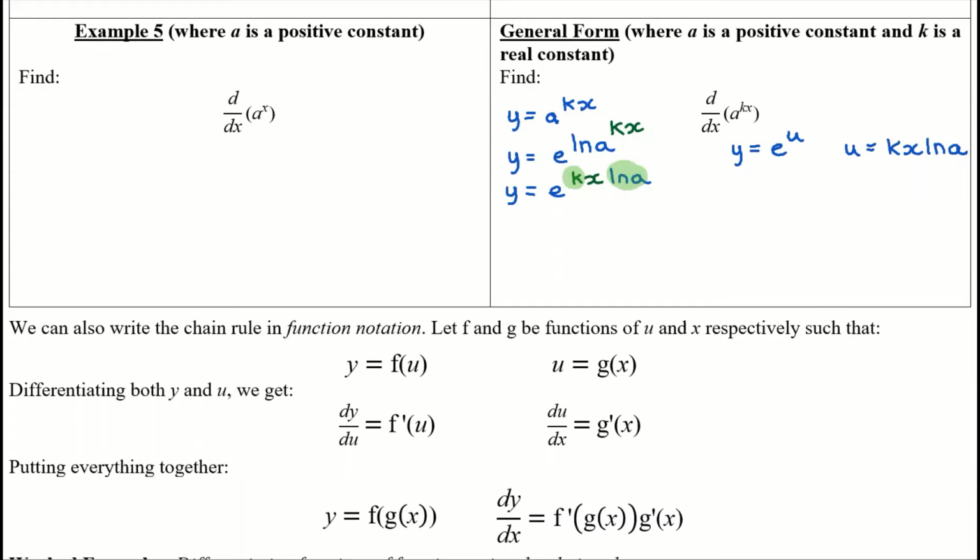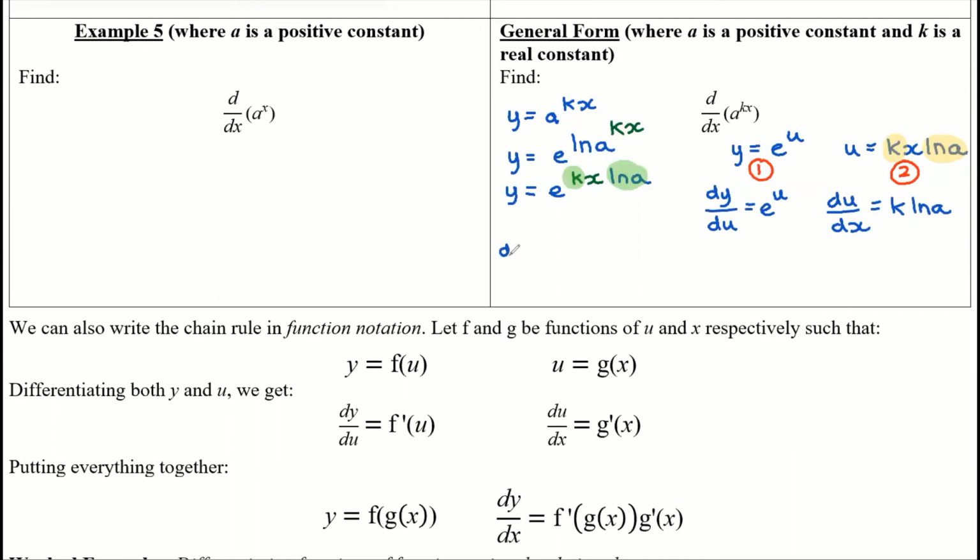So let's differentiate. We'll call this one 1, and we'll call this one 2 if you want to, completely up to you. So dy by du is just going to equal e to the u, and du by dx, well, it's x to the power 1 again, and the constants in this are k and the natural log of a. So we're just going to be left with k multiplied by the natural log of a.